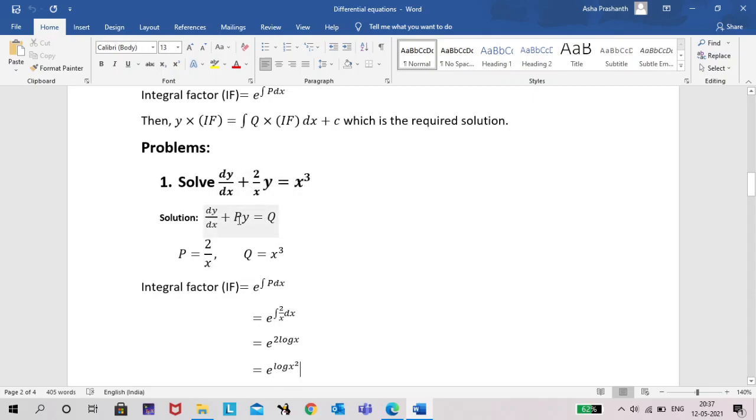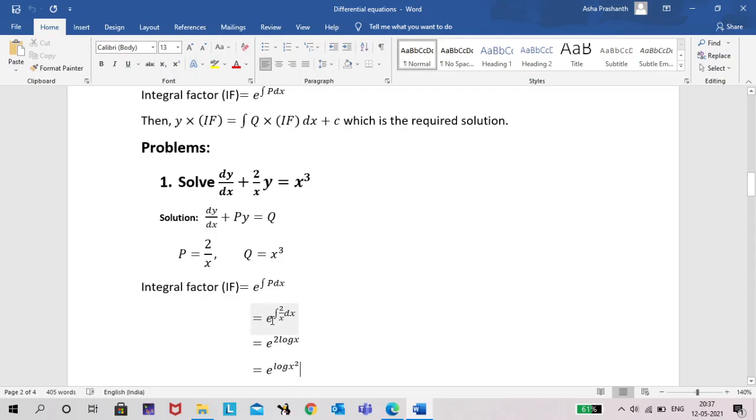What is the value of p here? Coefficient of y, right? Coefficient of y is p is equal to 2 by x, right? What is q? The q is x cube. First I should write what is the p value and what is the q value. After that, I am going to find out the integral factor. So the integral factor is equal to e to the power of integration of p into dx.